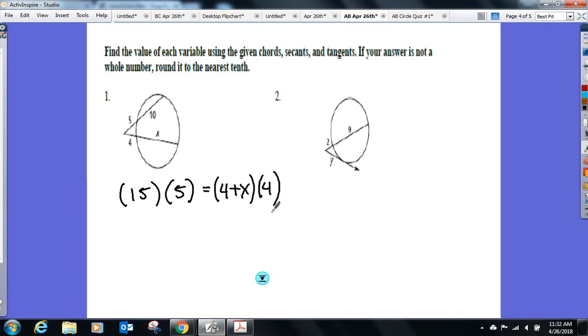Coming off of yesterday, you know what I usually see from students? What they do when they see this: 5 times 10 equals 4 times x. That's only for what type of segments? What did we do yesterday? Chords. That's only for two intersecting chords. All right, when you have secants and tangents, you got to do whole times external. So we have 75 equals 16 plus 4x. Go ahead and move the 16 over, divide by 4, and if it's not a whole number, which it doesn't look like, round it to the nearest tenth.